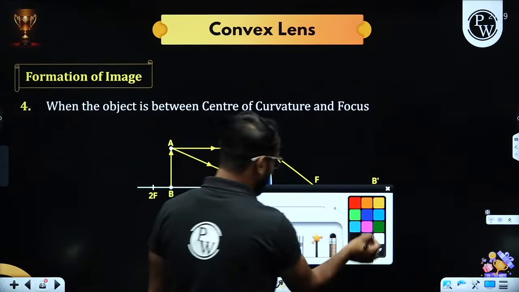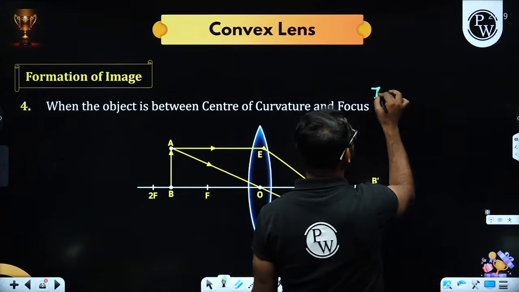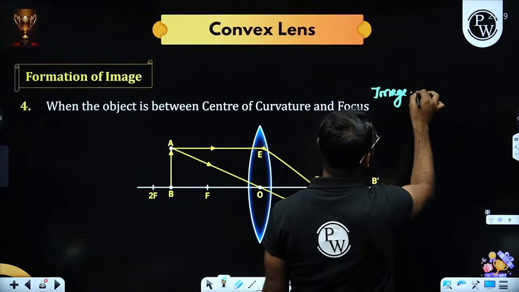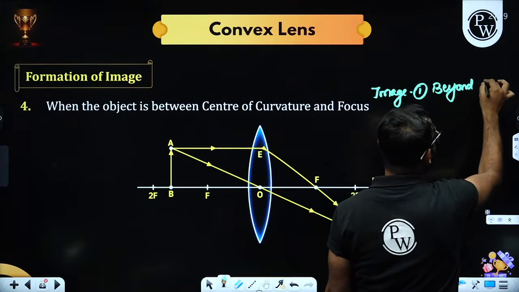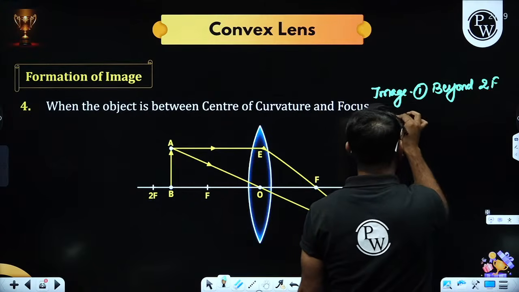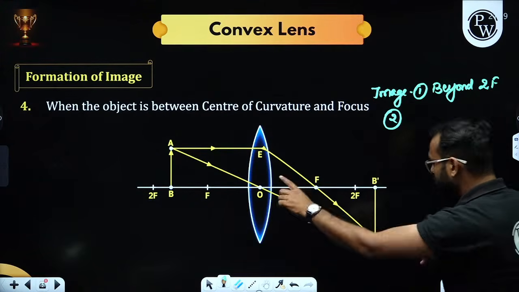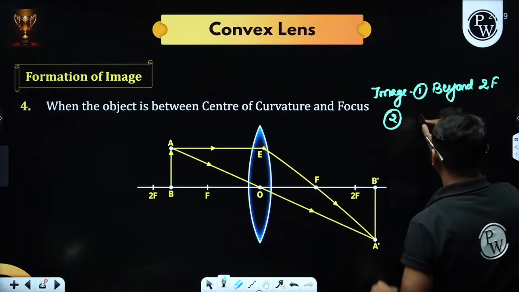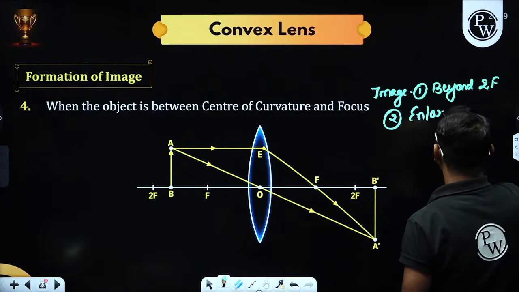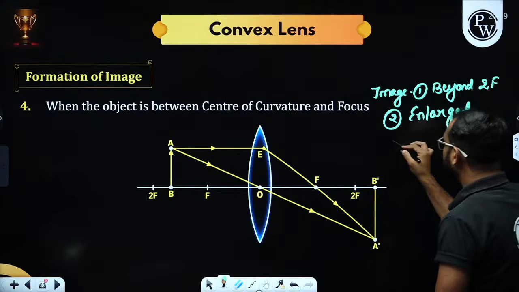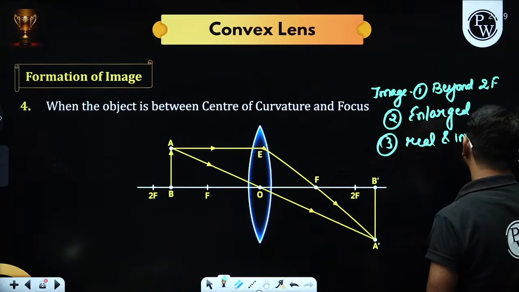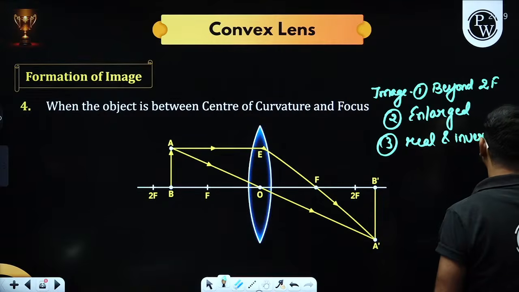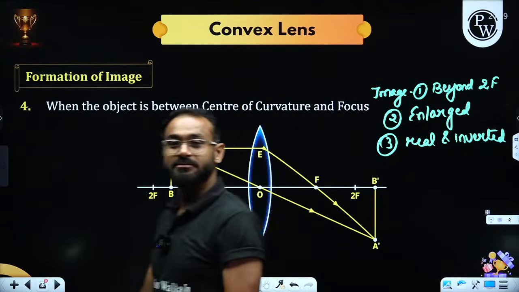Yes, sir. So in that case, the image is formed beyond twice the focal length. What about size? Look at the size. It appears larger. And nature, sir, that is real and inverted.